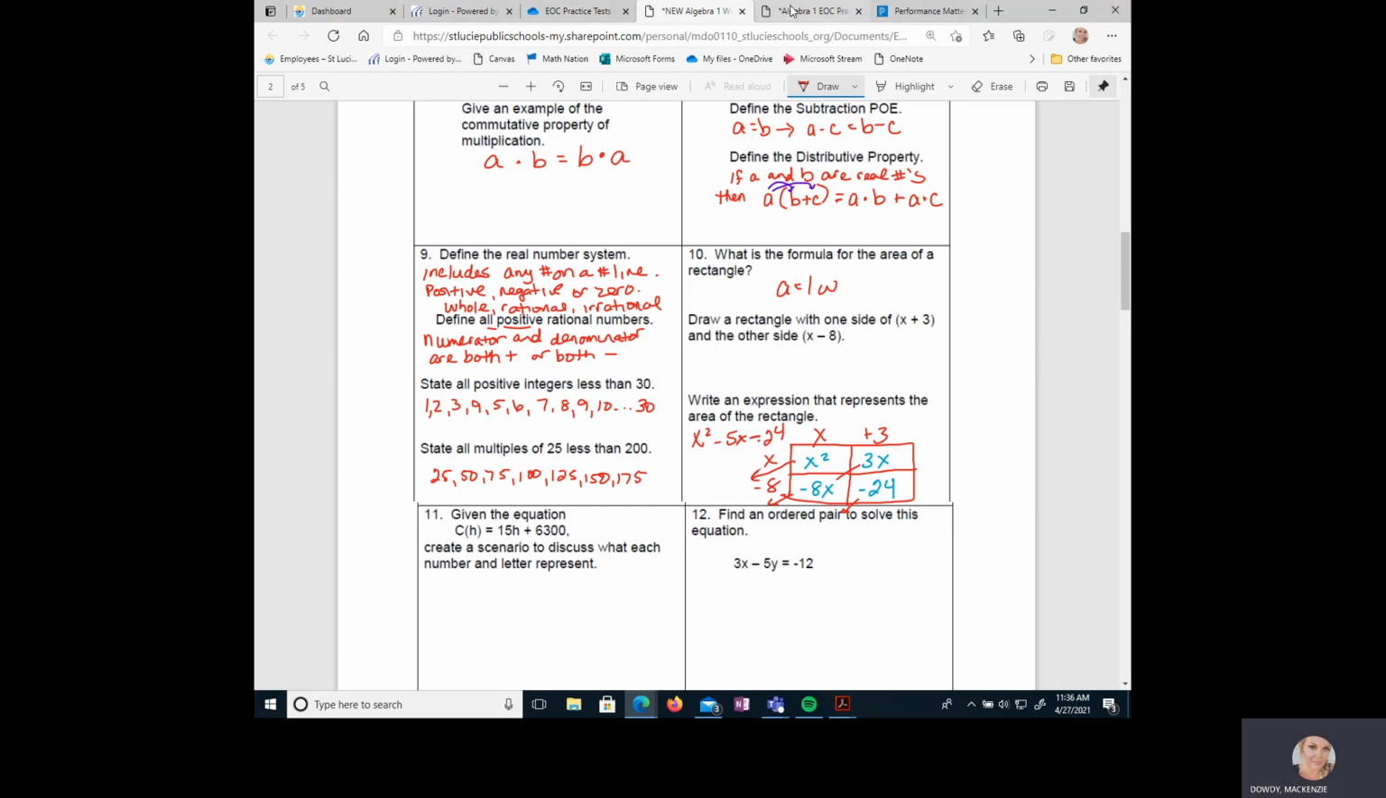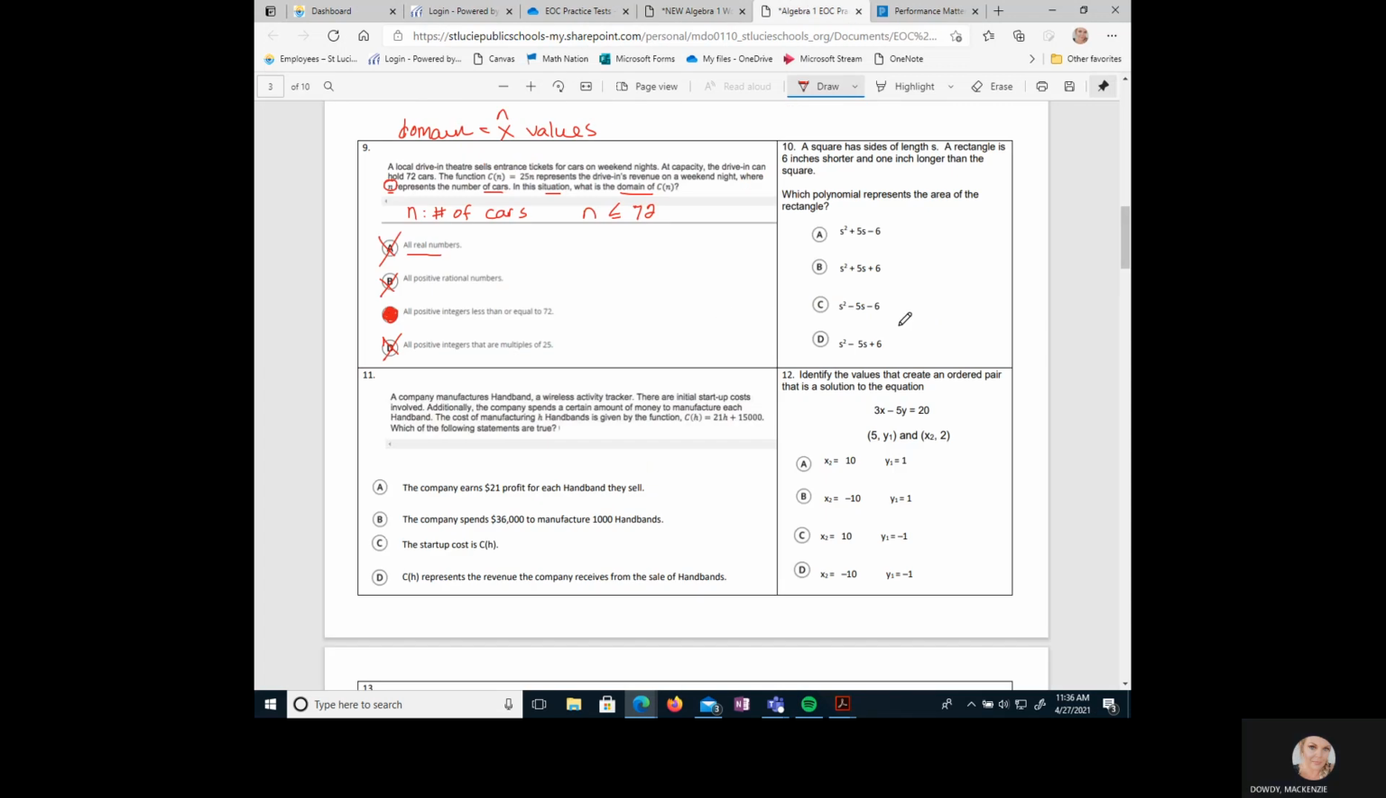So if we come over to our test questions, a square has sides of length s. A rectangle is 6 inches shorter. So I'm going to draw a rectangle and I'm going to label both of my sides s. But it says one side is 6 inches shorter. So I'm going to subtract 6 and one side is 1 inch longer. So I'm going to add 1. Again, they just had us set up the box method.